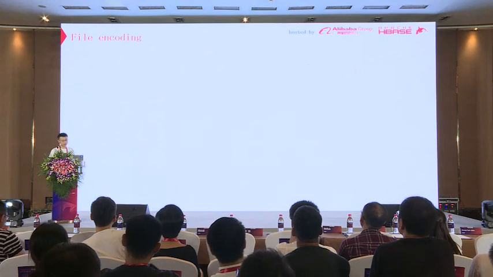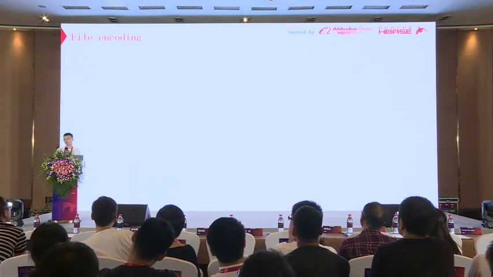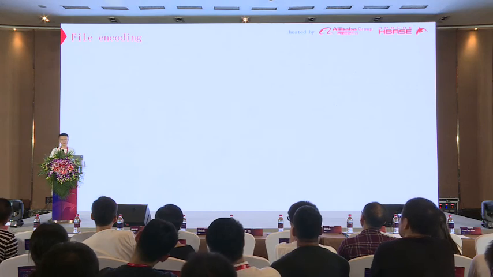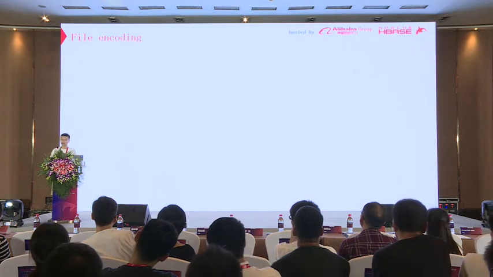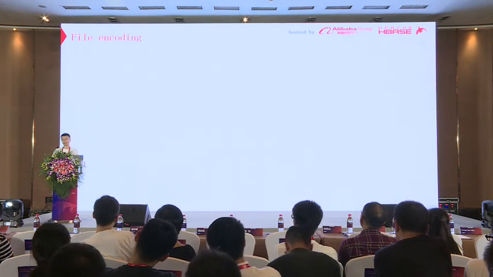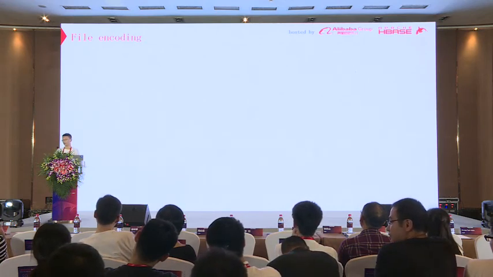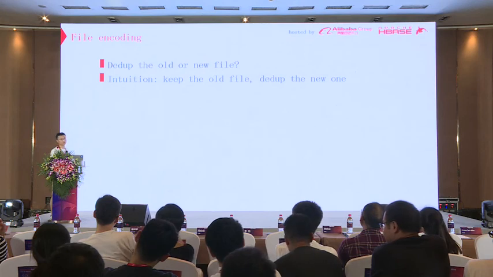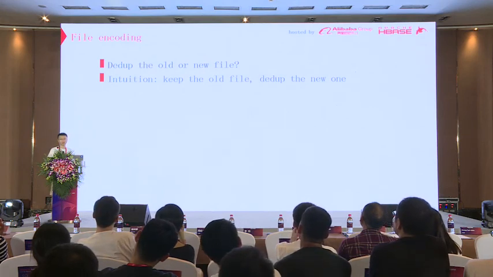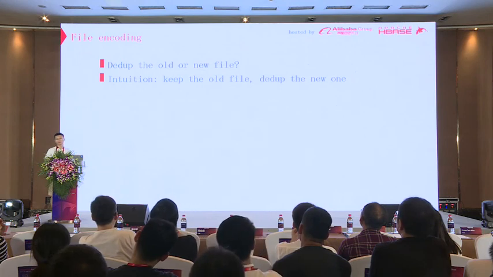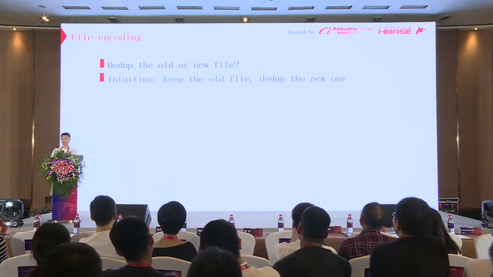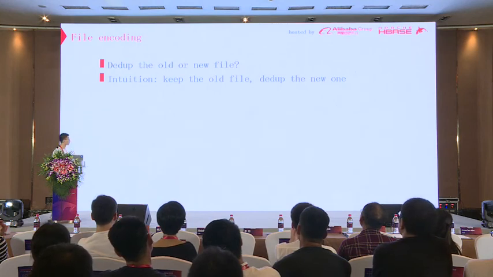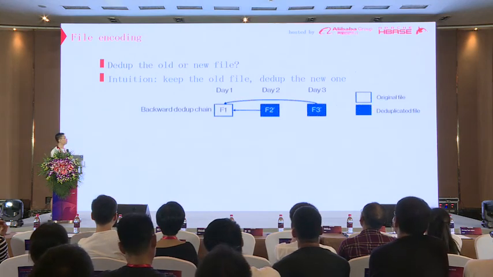All right. So the last design choice is about file encoding. Think about it: if we have identified two identical files on S3, how should we encode them? We should replace one of them with a pointer, but which one? The new one or the old one? That's the question we are trying to answer here. The intuitive approach seems to be to keep the old file the same and deduplicate the new one, right? So you don't touch the old data, and when adding new data, you change it to deduplicated form. This graph shows how this is done.